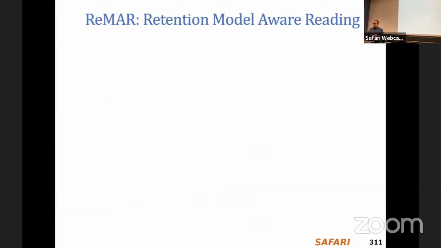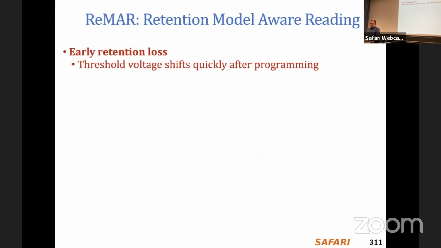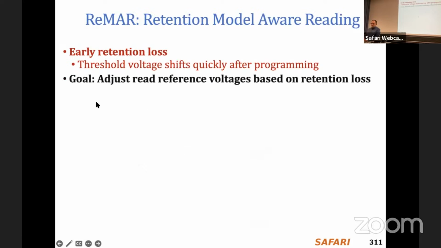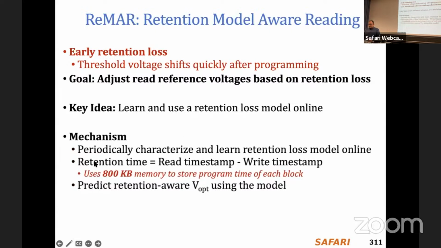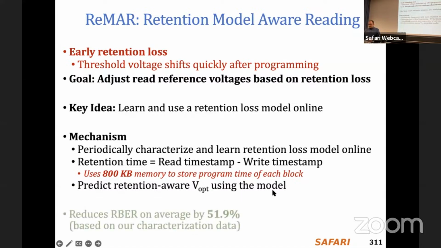And this technique is retention model aware reading. With early retention loss, the threshold voltage shifts quickly after programming. Our goal is to adjust the read reference voltage based on the retention loss. Our key idea is to learn and use a retention loss model online. We design a mechanism to periodically characterize and learn the retention loss model online, and we model this retention time. Then we predict the retention aware V optimal using the model, and that can reduce the raw bit error rate on average by 52%.